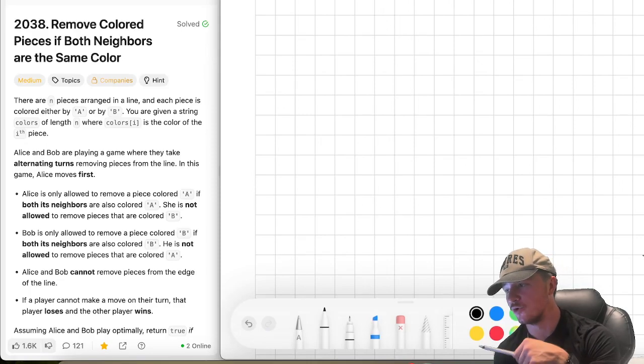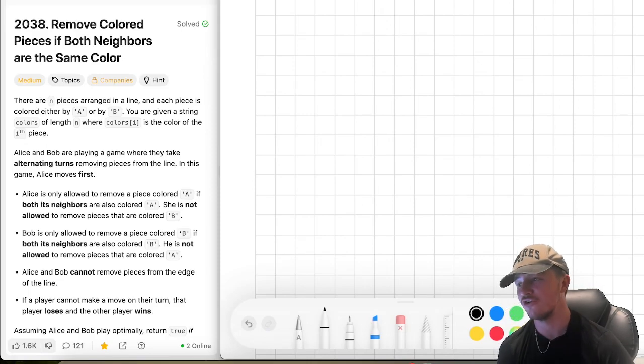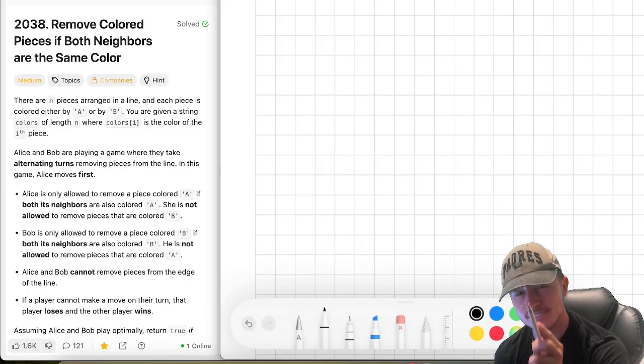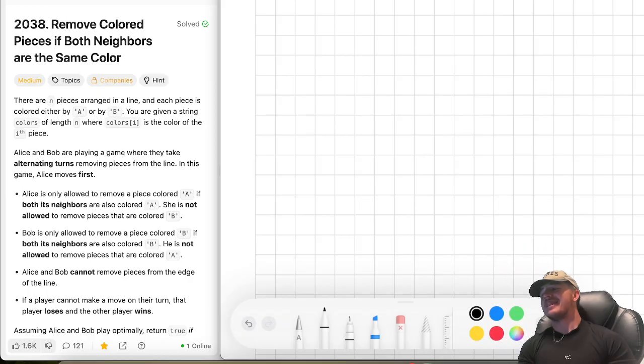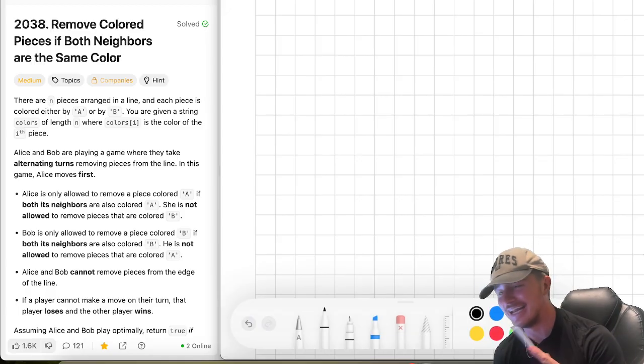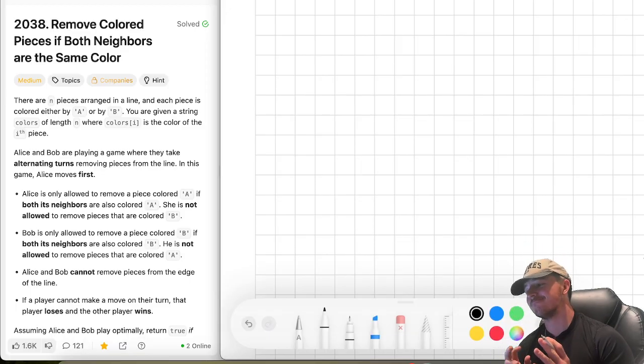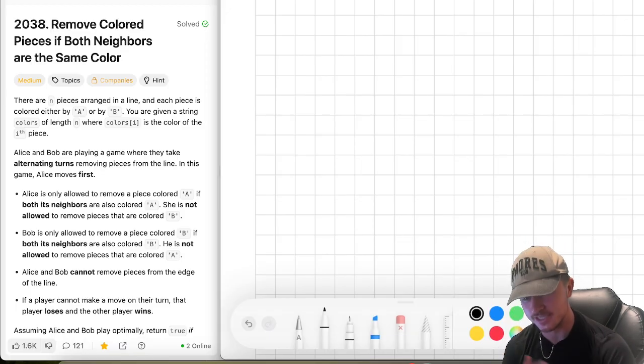All right, guys, today we're doing problem 2038. Remove colored pieces if both neighbors are the same color. That is quite an extensive title. I thought this problem would be a good Leetcode candidate because it follows this interesting flow of thinking.